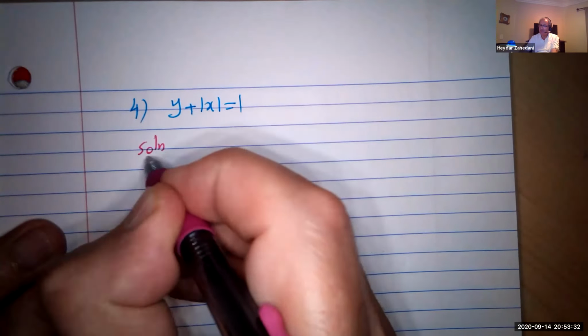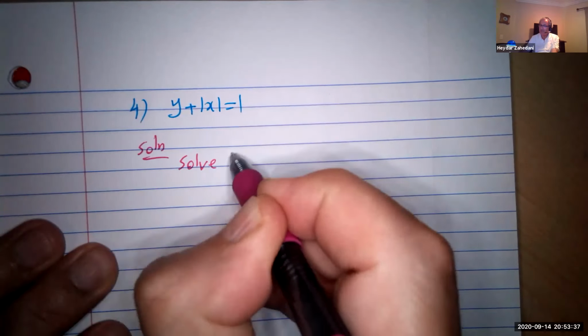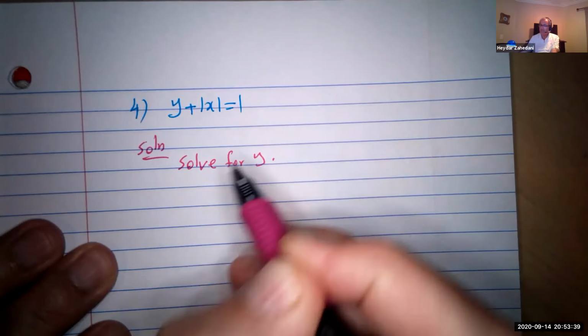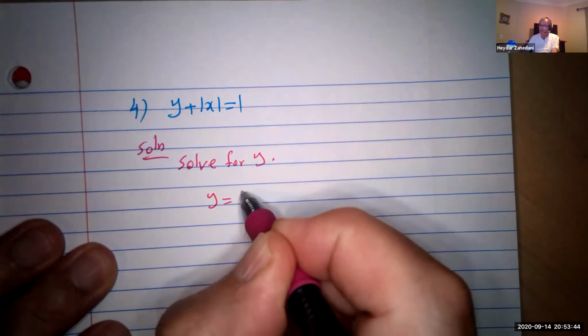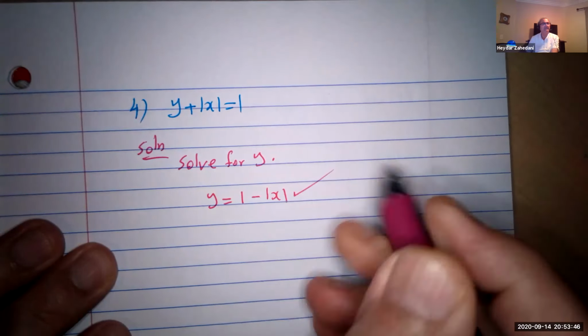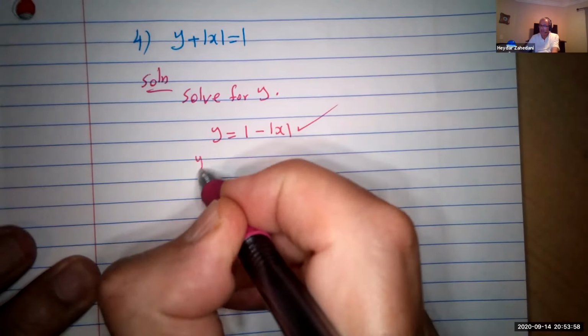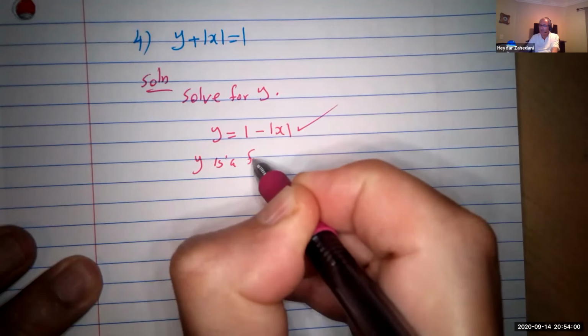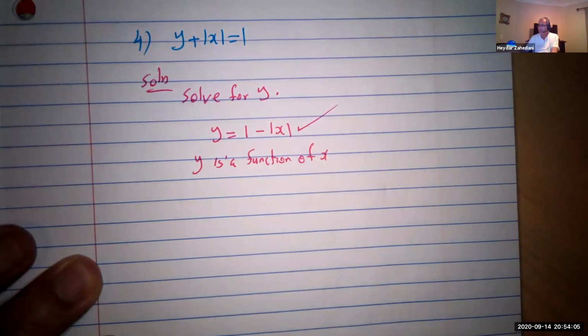Solution. Solve for y, it's going to be y equal to 1 minus absolute value of x, which is fine. We give 1 x, you give us y. It's not y squared. It's not absolute value of y. Okay, so this is a function. Y is a function of x. Any question?